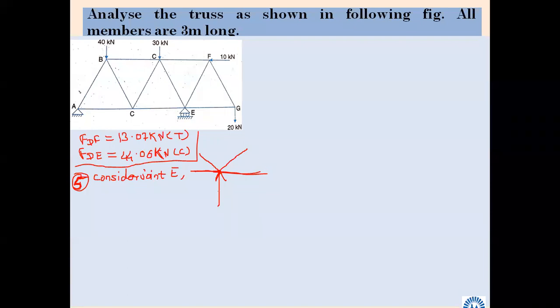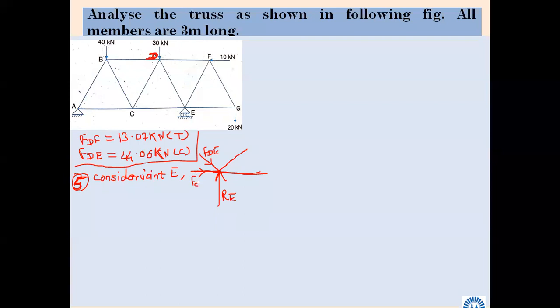Okay. RE we have calculated, I think. 58.16. Okay, we will take FCE. What is the nature of that FCE force? Compressive. Not C, here it should be D, otherwise both will go wrong. DE is compressive. FDE compressive. FCE compressive, again compressive.